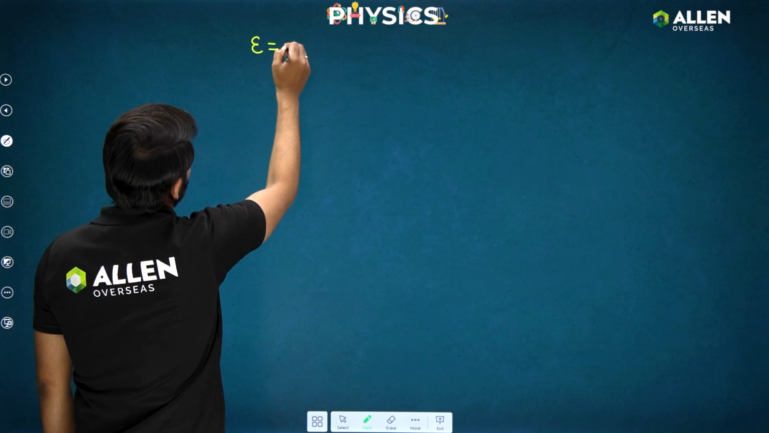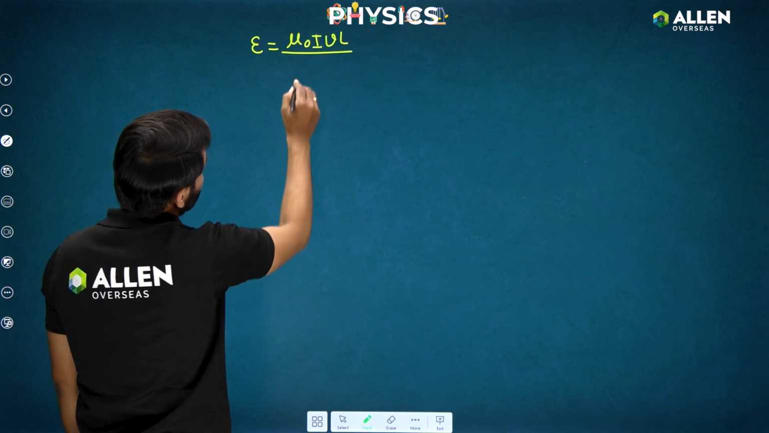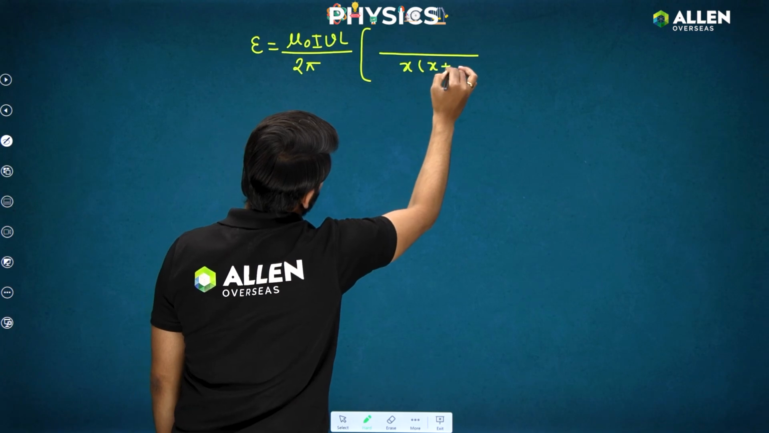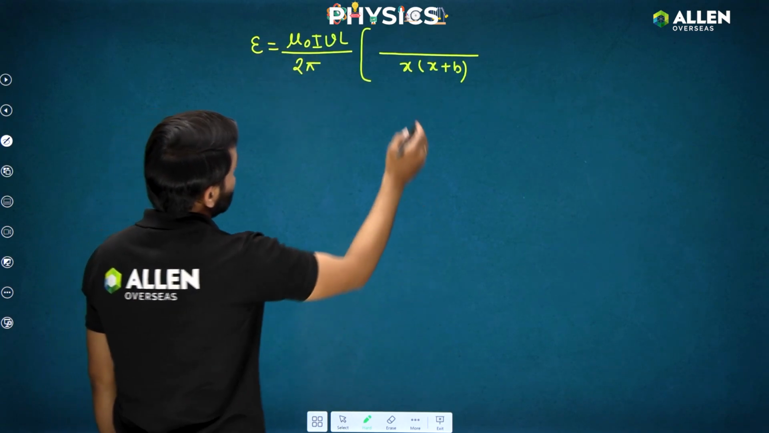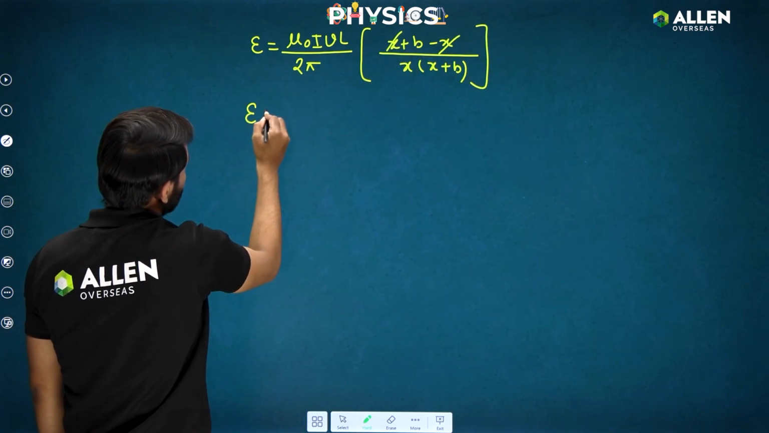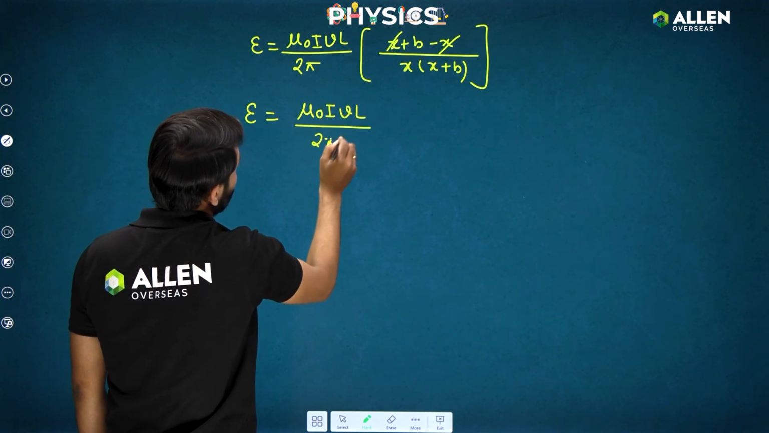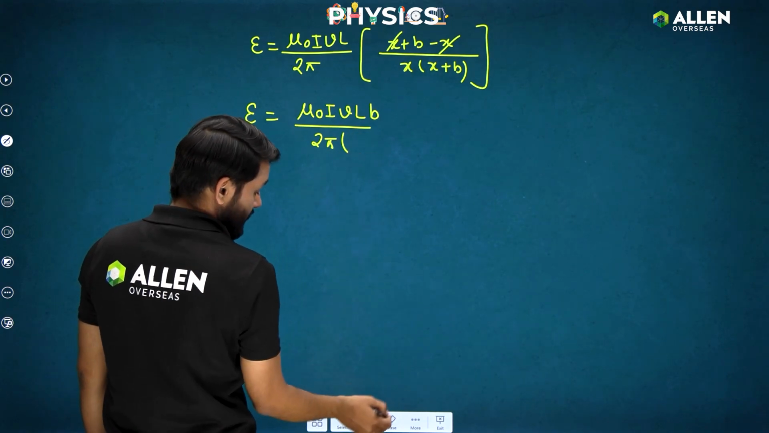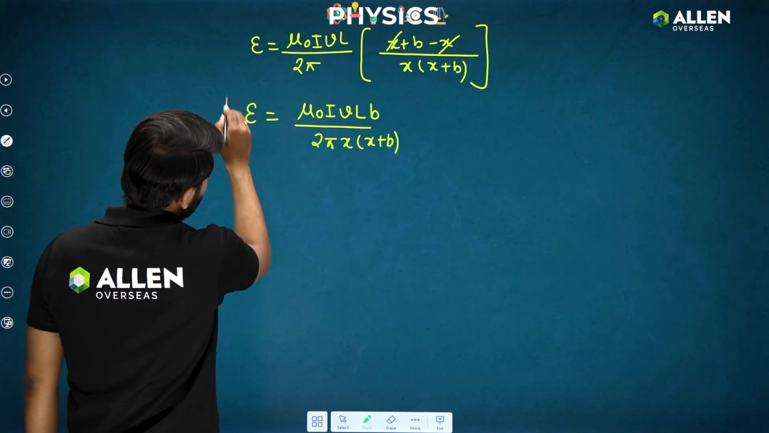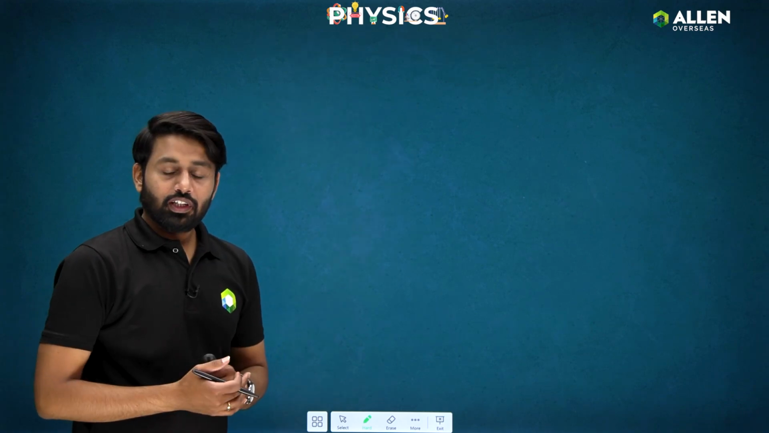So E is equal to mu naught I V into L divided by 2 pi, and LCM is x plus B, right? If you take LCM, then it will become x plus B minus x. So this cancels. So E is equal to mu naught I V L B divided by 2 pi x into x plus B, right, students? So this is your induced EMF for that circuit, right? Now let's take the next question.